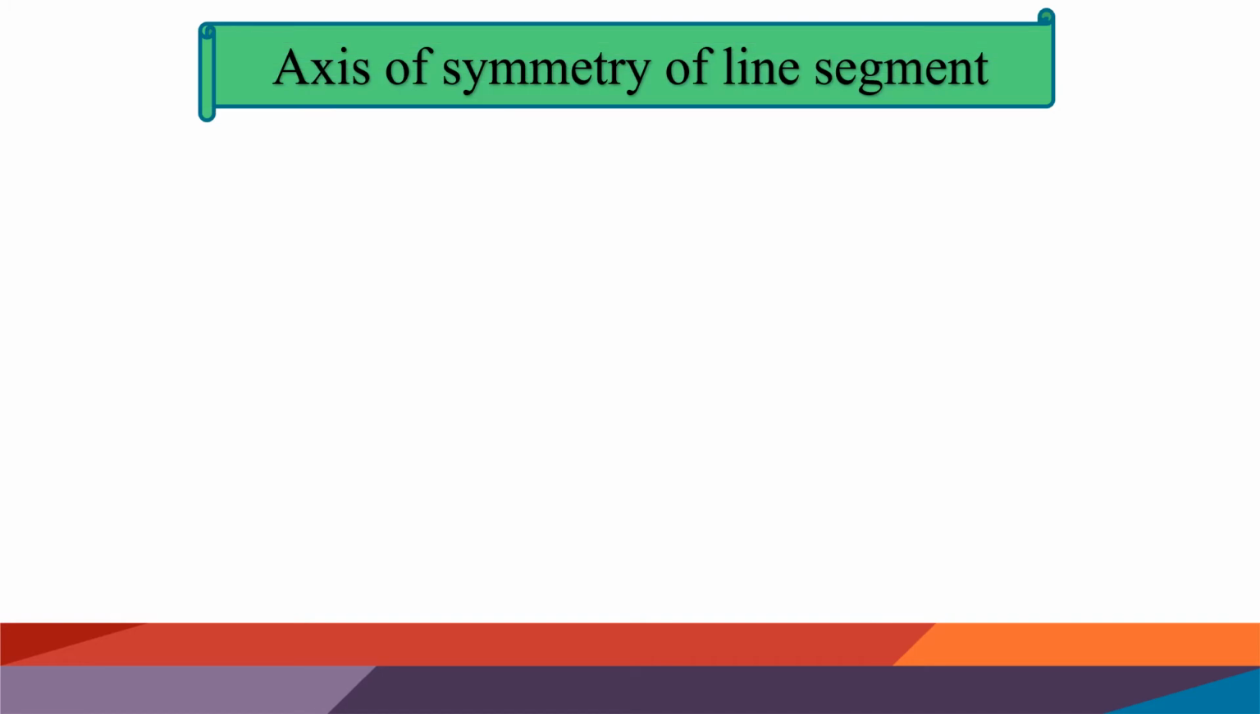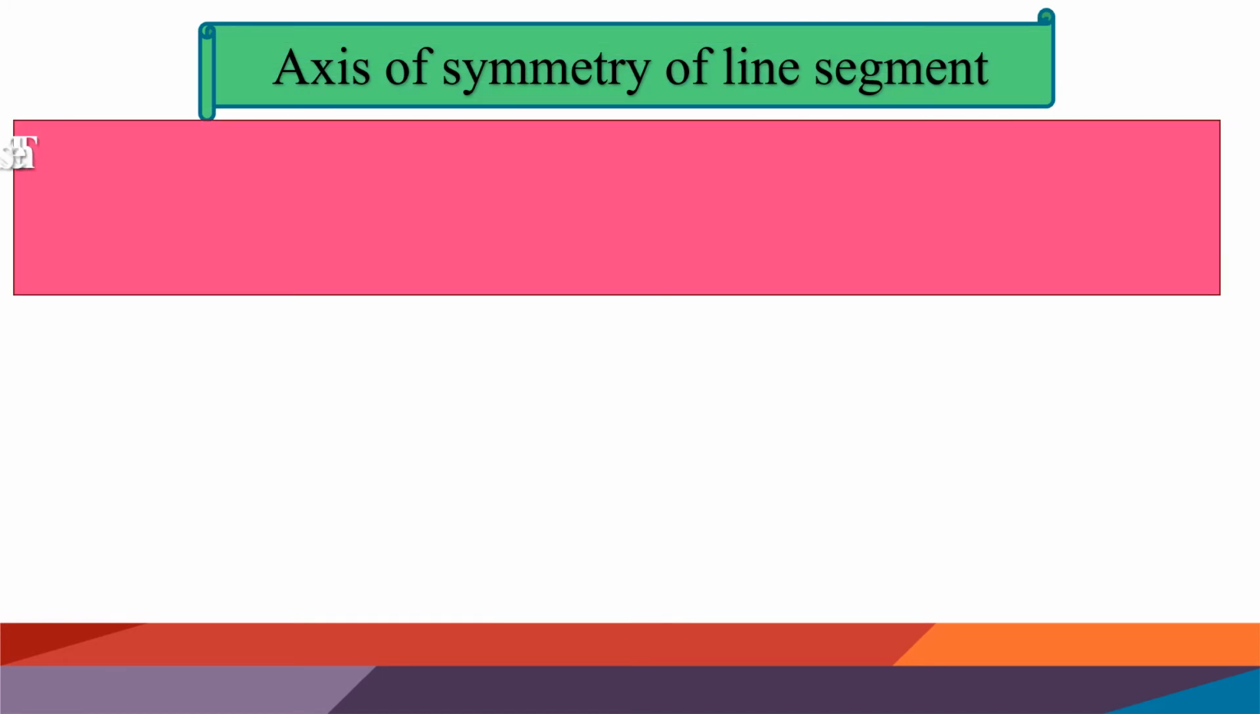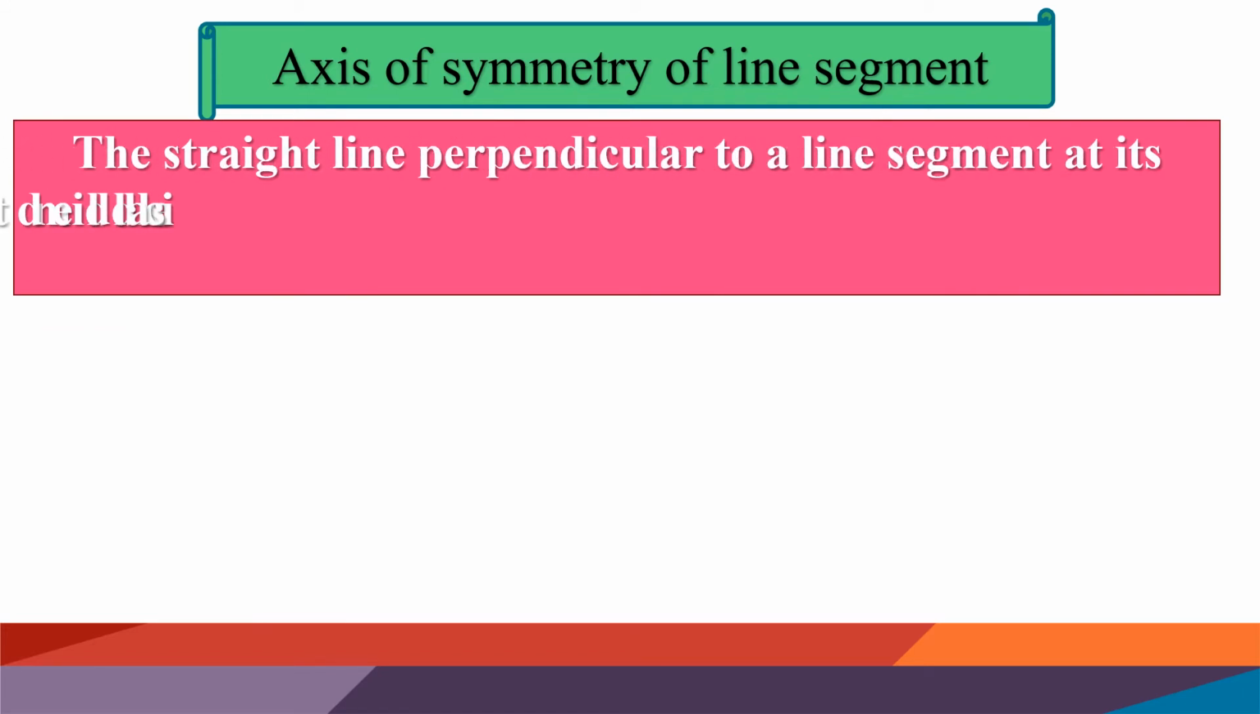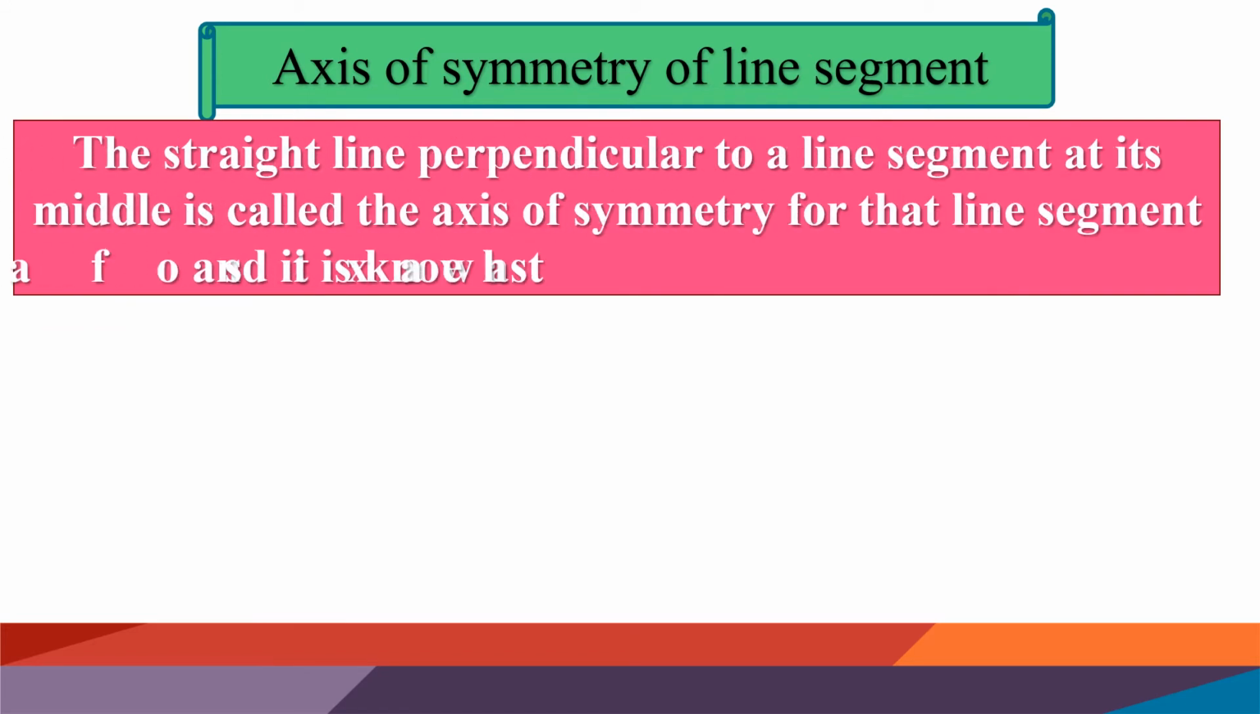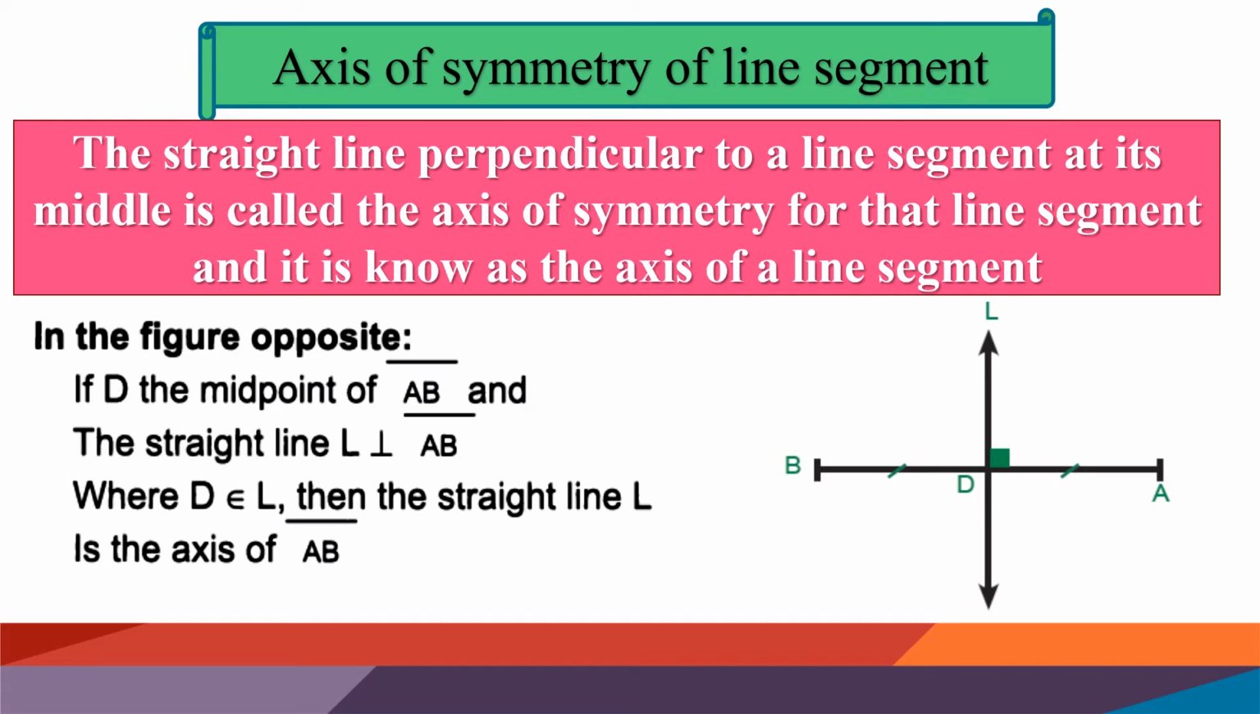Okay, now axes of symmetry of a line segment. The straight line perpendicular to a line segment at its middle is called the axis of symmetry for that line segment. Look at this figure. In the opposite figure, if D is the midpoint of AB and the straight line L is perpendicular to the line segment AB, where D belongs to L, then the straight line L is called the axis of symmetry of the line segment AB.